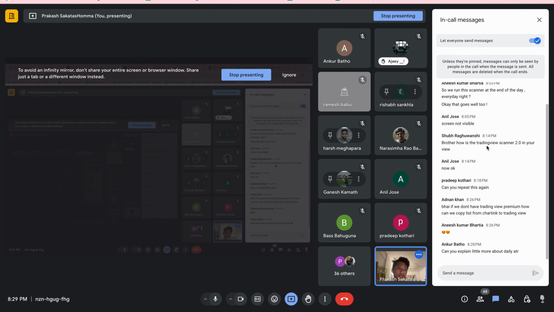Brother, how is the TradingView Scanner 2.0 in your view? Shubh, I have not used the TradingView Scanner, so I will not be able to tell you. Pradeep, can you repeat what again? Bhai, if we don't have TradingView Premium. Yes, Pradeep, do you want to repeat your question? Yes, you are loud and clear.